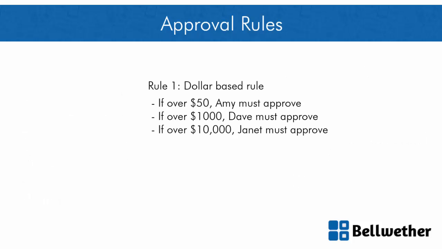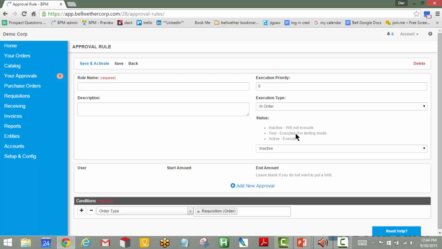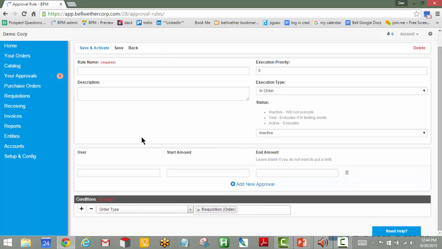Now we will show you how to create the rules in BPM. We're going to create our first rule, which is based on the dollar amount of the order. To create our dollar-based rule, we must add our first level of approval. Our first level says any order over $50 and Amy must approve it.